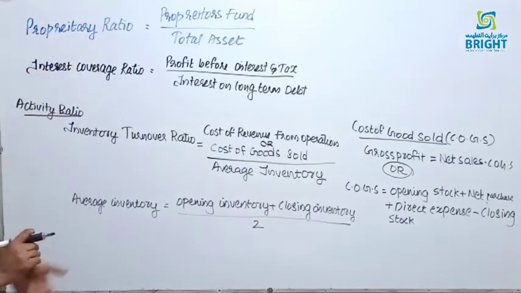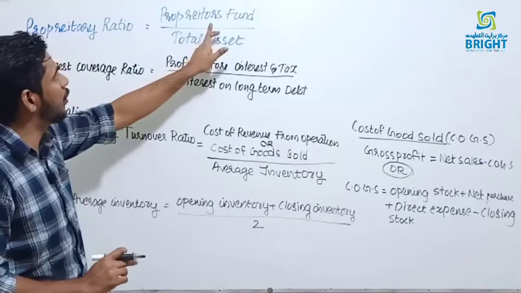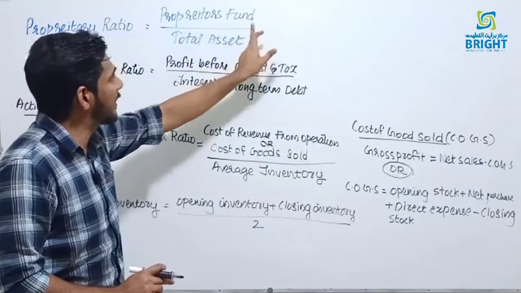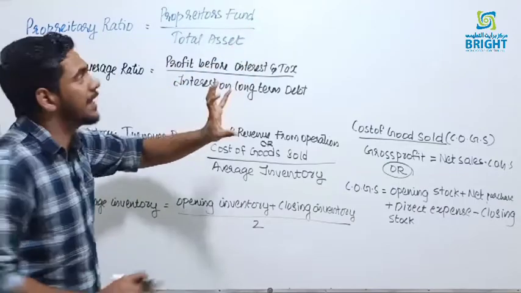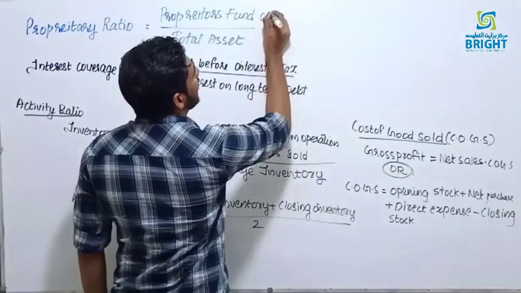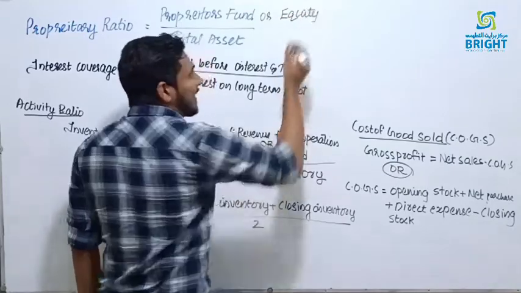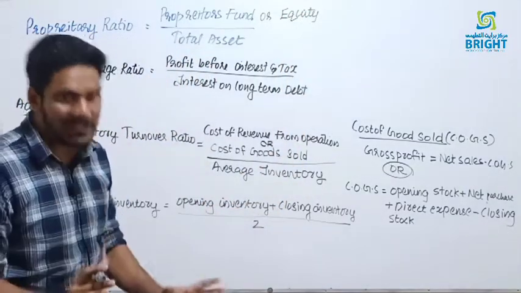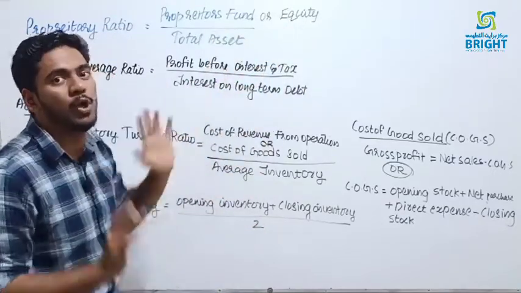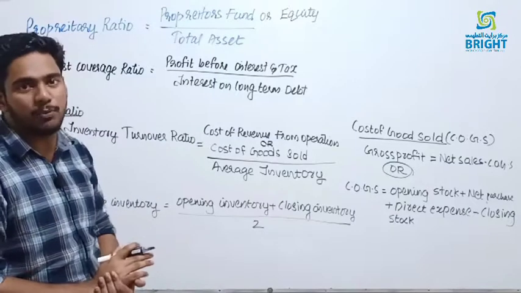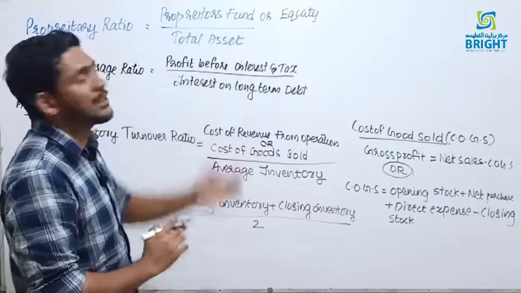First of all, proprietary ratio. How to find the proprietary ratio? Proprietary ratio is proprietors fund divided by total asset. What is proprietors fund? Proprietors fund is equal to equity. We already discussed what is equity and what is shareholders fund. Equity is equal to shareholders fund, and shareholders fund is equal to proprietors fund. So the formula is proprietors fund or equity divided by total asset.